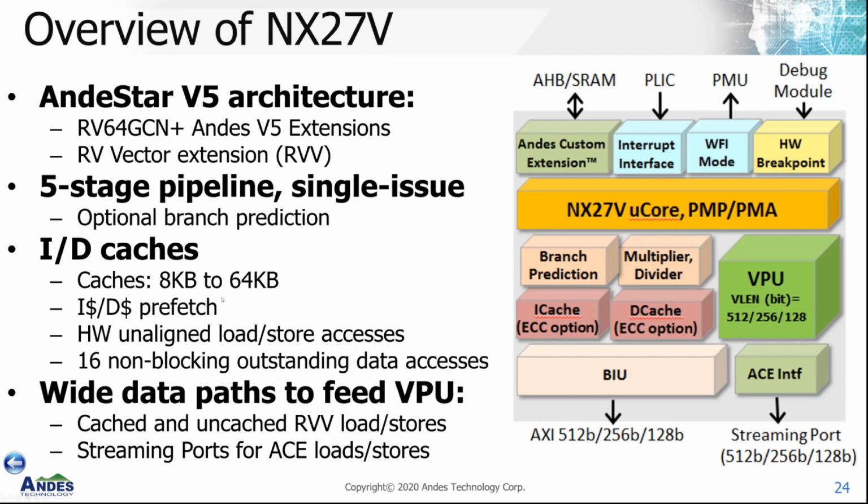The LSU handles hardware unaligned addresses and non-blocking access for the VPU. The VPU includes both cacheable and uncacheable access, and custom access to the external coprocessor and local memory. So it will go to the external memory through the BIU using AXI, or the streaming port. It allows you to access the local memory. And this is the custom instruction that allows you to efficiently fetch the data from the local memory. The custom instruction has all the features of the normal vector load store instruction.